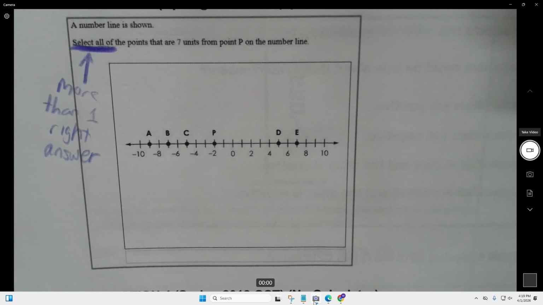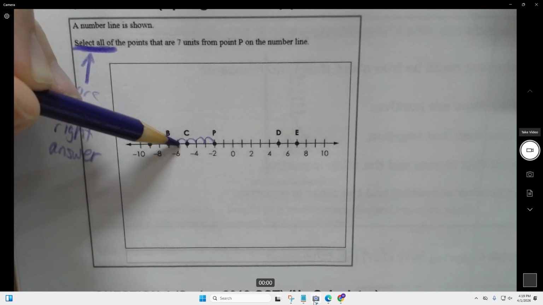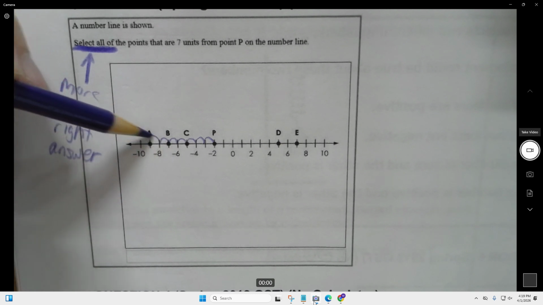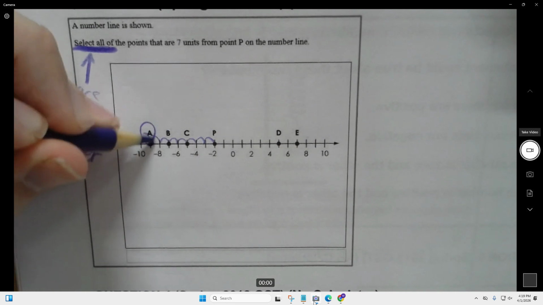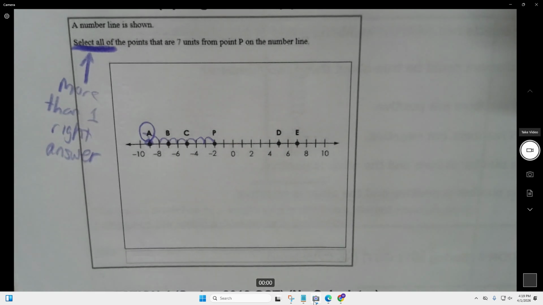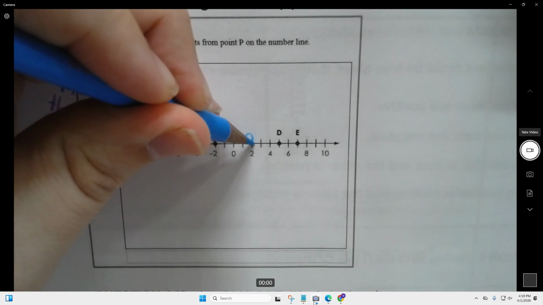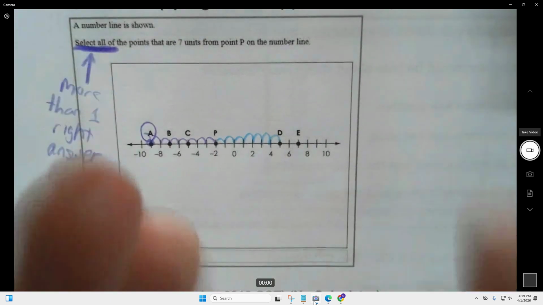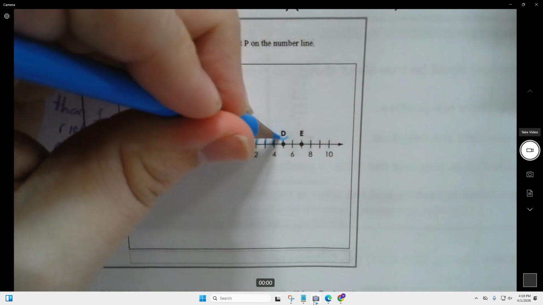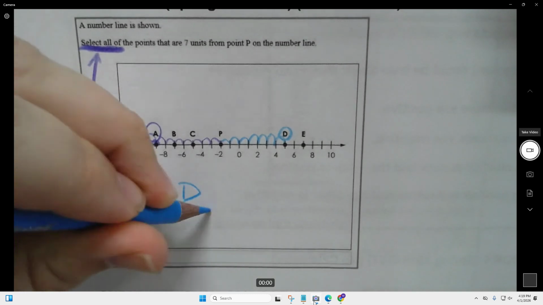So we're going 7 units away from P, so let's go left first. Starting at P, we go 1, 2, 3, 4, 5, 6, 7. Okay? Point A is 7 units away. Now go to the right. 1, 2, 3, 4, 5, 6, 7. D is your other one. So it is A and D.